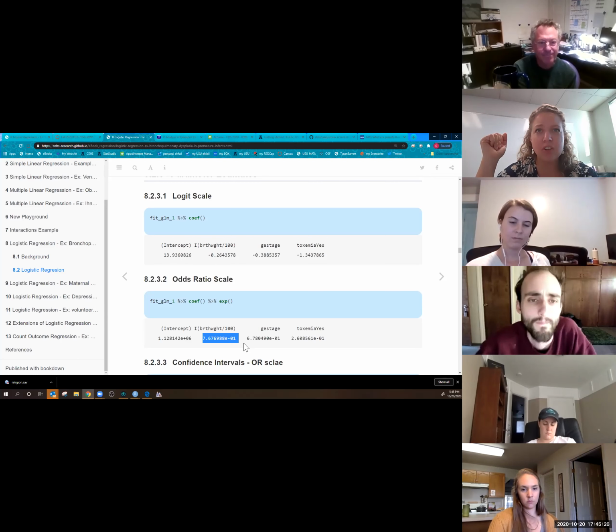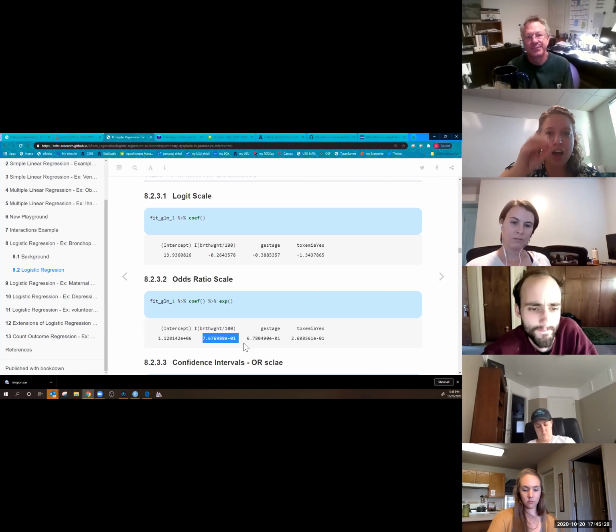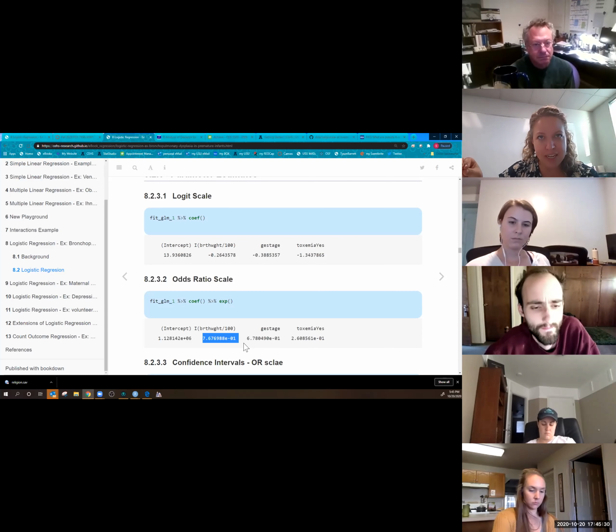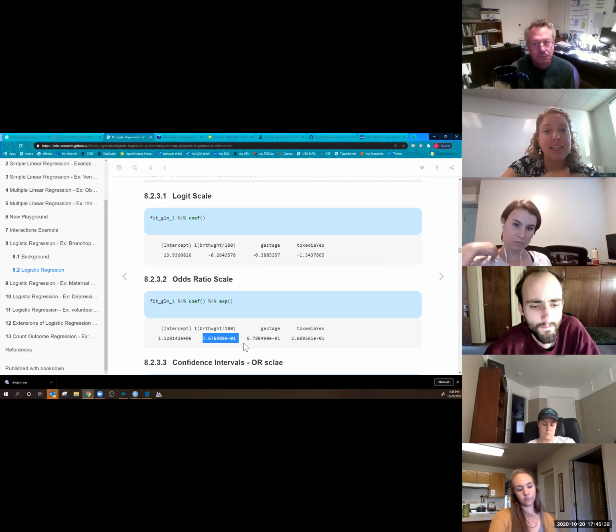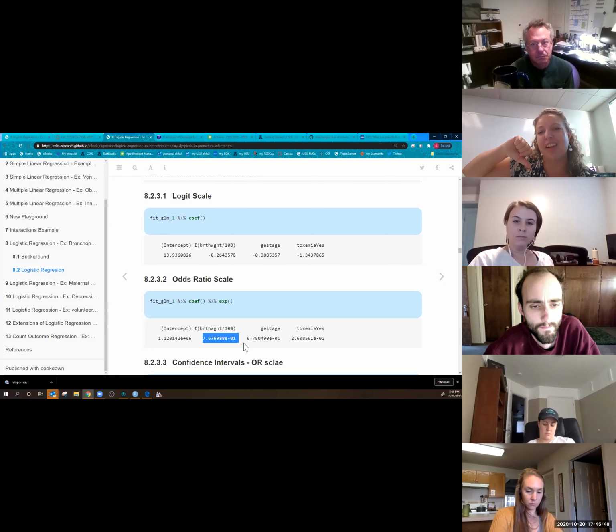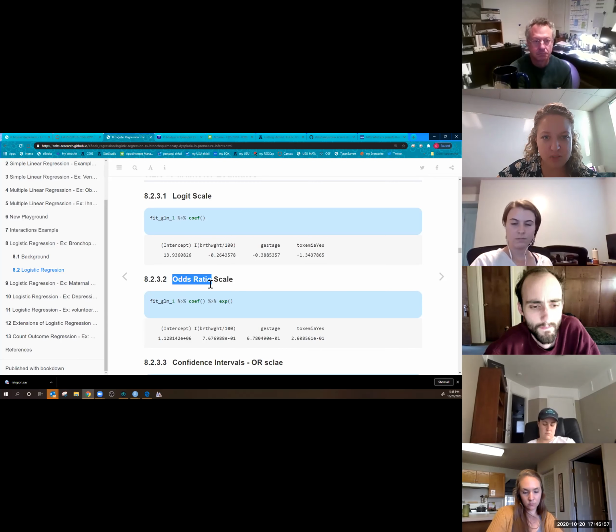0.75-ish is 3/4. So this tells us for every 100 grams heavier a baby is, the odds ratio is 3/4 what it was before. So if a baby can stay in and gain 100 grams, their risk goes down by 25%. Not their risk, their odds go down by 25%. We have to be very careful with the languaging here. It's very easy to get lazy with the languaging. This is how the odds change.